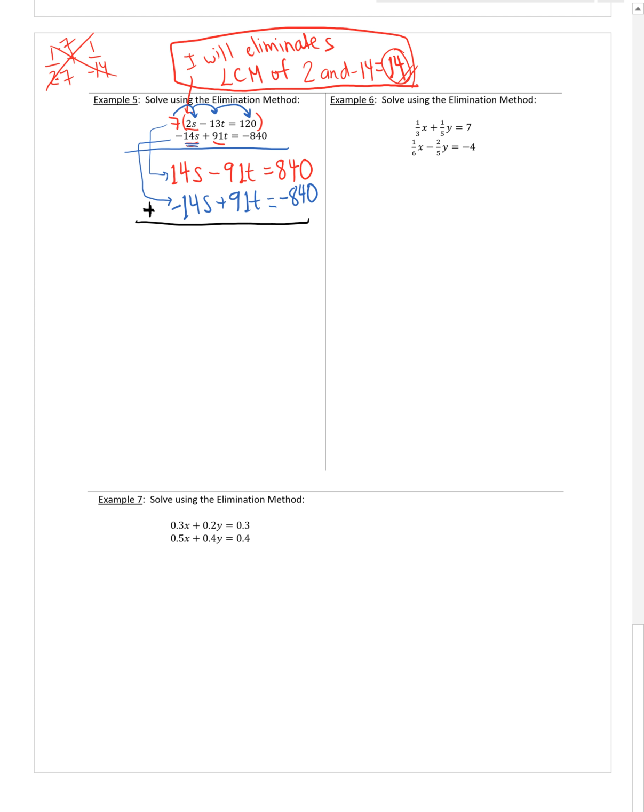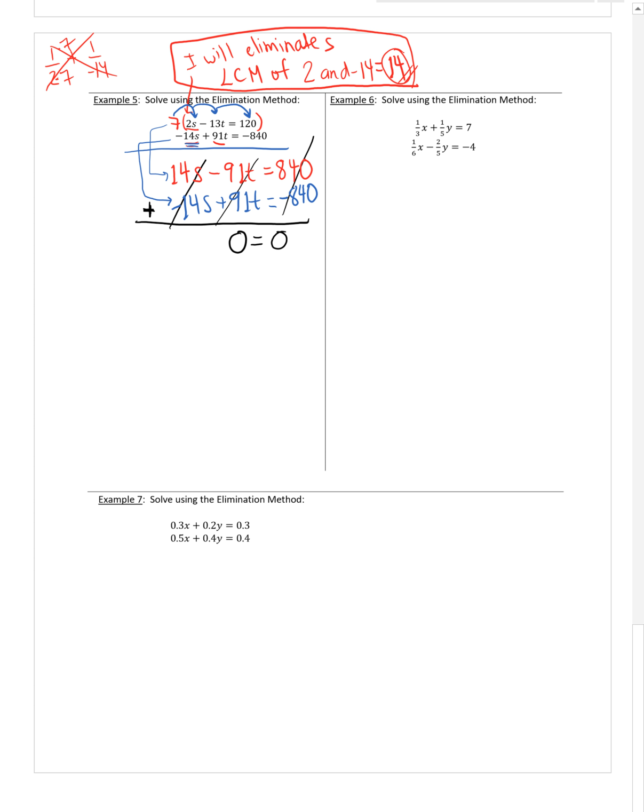And the next step was you're supposed to add these equations. And the whole point of doing what I've done so far is so that the s's cancel. That was my goal. But now I notice that once I cancel the s's, the t's cancel as well. Because negative 91t and 91t is 0. There's nothing left on the left side. On the right side, you have 840 and negative 840. They add up to 0 as well.